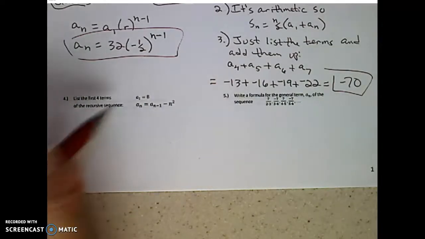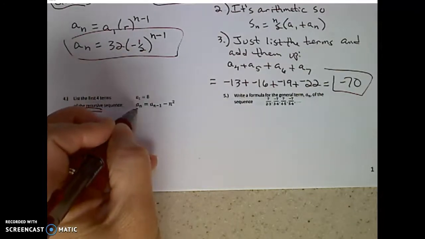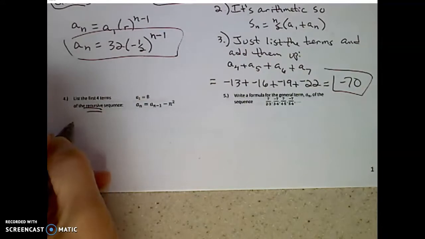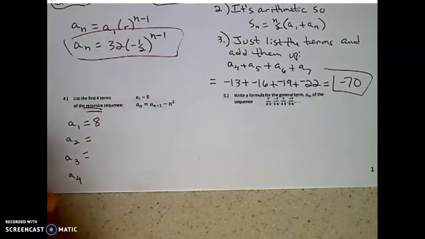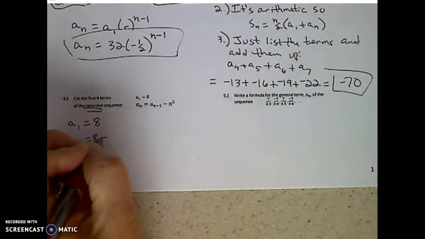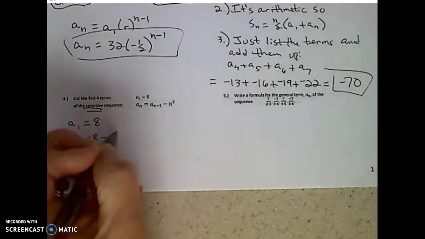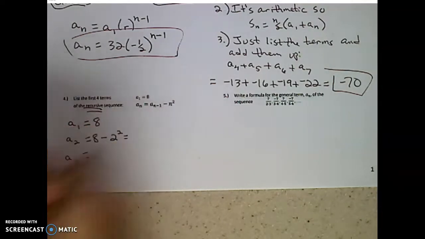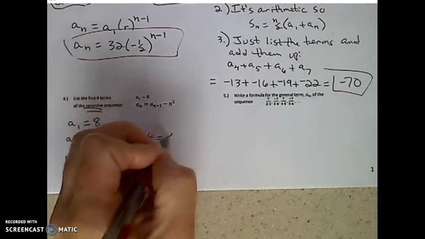List the first 4 terms of the sequence. Oh, it's a recursive sequence. So this tells us where to start and tells us how to find the next terms. First 4 terms, a sub 1, a sub 2, a sub 3, a sub 4. Well, it tells us where to start. A sub 1 is 8. A sub 2 says take the previous term, which is the first term, and subtract from it the index squared. My index is 2 squared. I get 8 minus 4, which is 4.